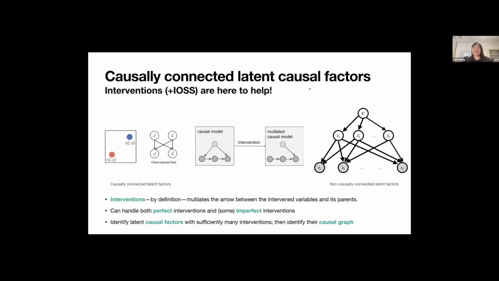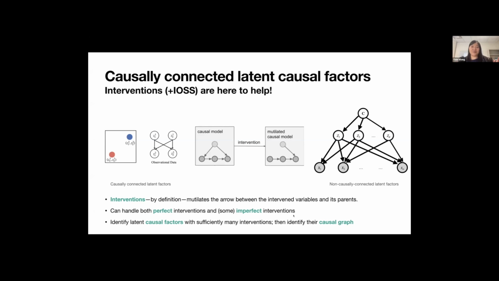We reduce this harder situation of causally connected latent factors to the easier situation we just talked about, where these latent variables don't causally connect to each other, but are just correlated, even if only for some subset of them. This is why interventional data helps us leverage the independent support condition to identify these latent factors. We can handle both perfect interventions and some imperfect interventions, but only particular types of imperfect interventions that preserve independent support. With sufficiently many interventions, we can identify these latent causal factors and then identify their causal graph. Broadly, this is the intuition.